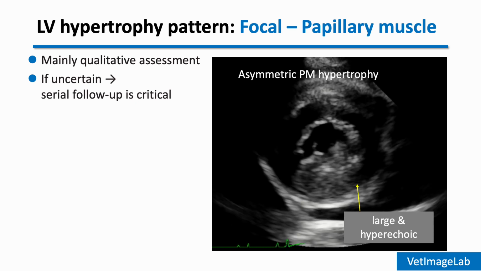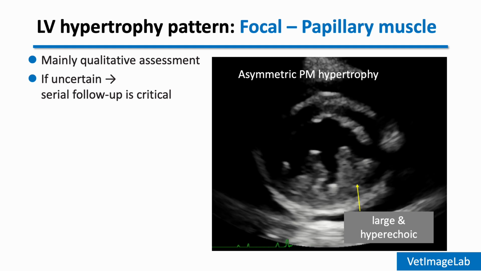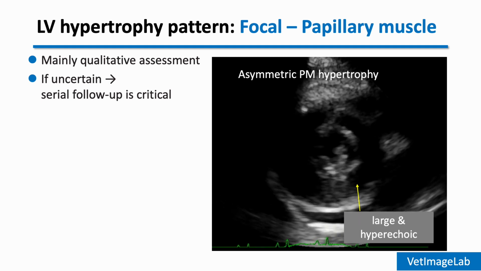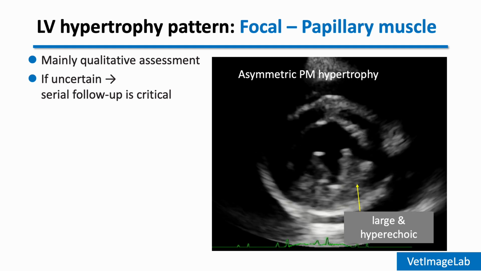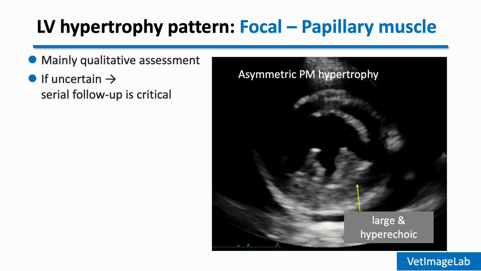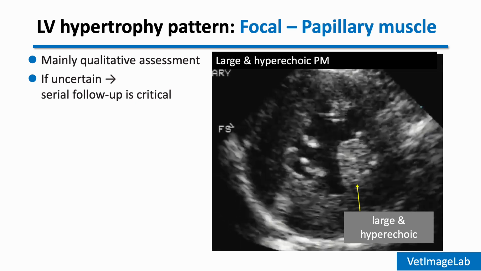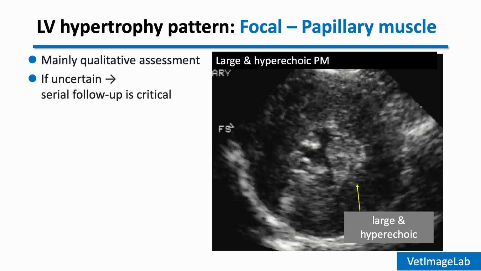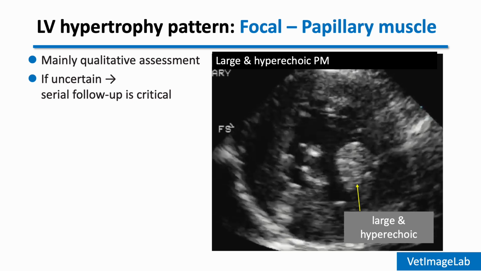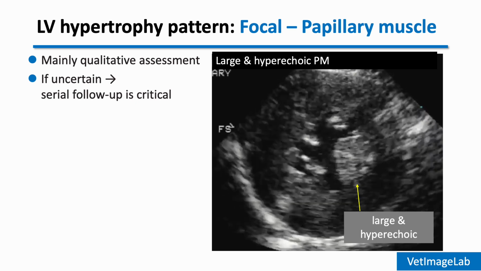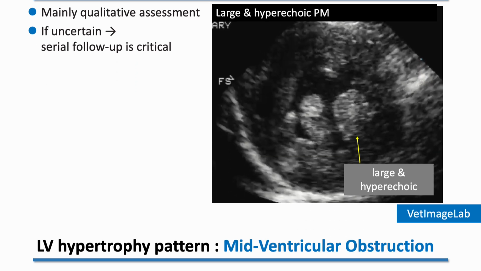This is an example of asymmetric papillary muscle hypertrophy. If there is uncertainty about whether the papillary muscle is truly hypertrophied or simply prominent, serial follow-up examinations are often critical. In this cat, you can also see that one of the papillary muscles appears large and hyperechoic, while the other remains within normal size and echogenicity.